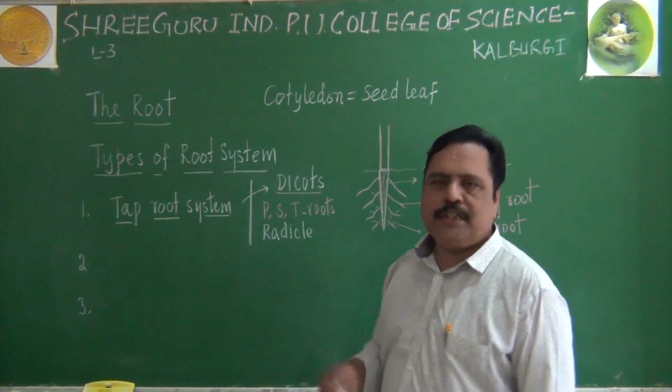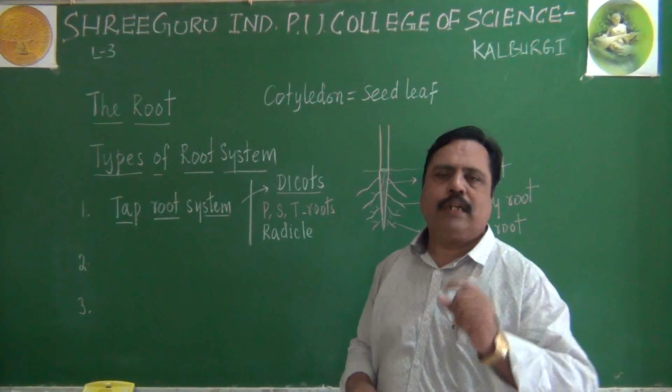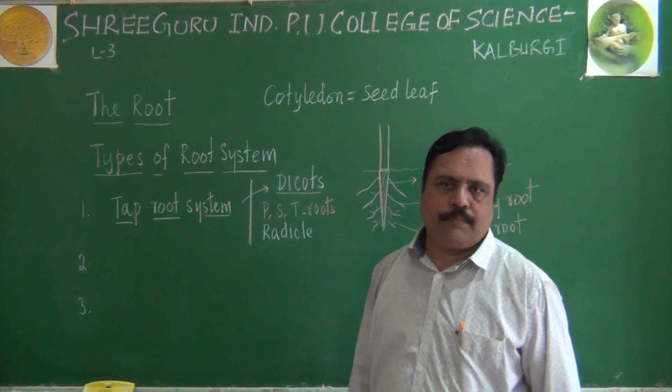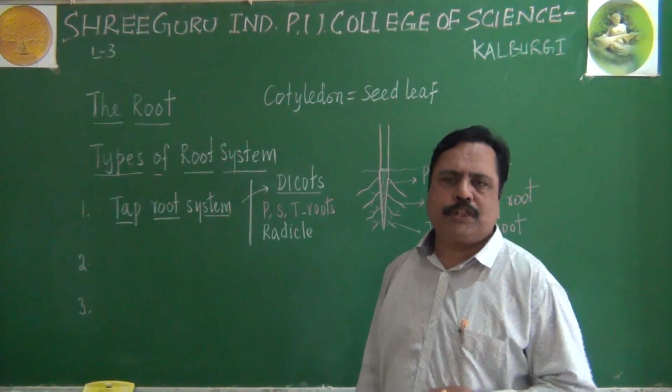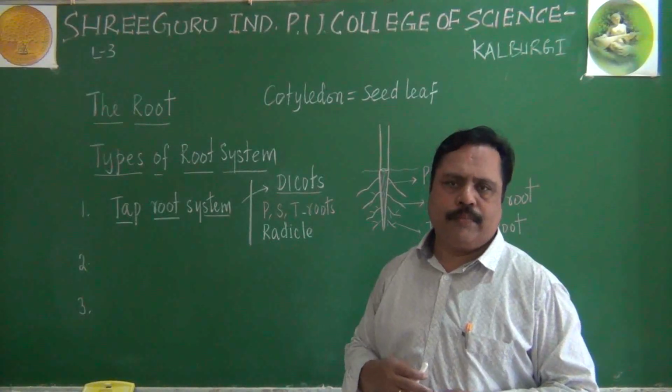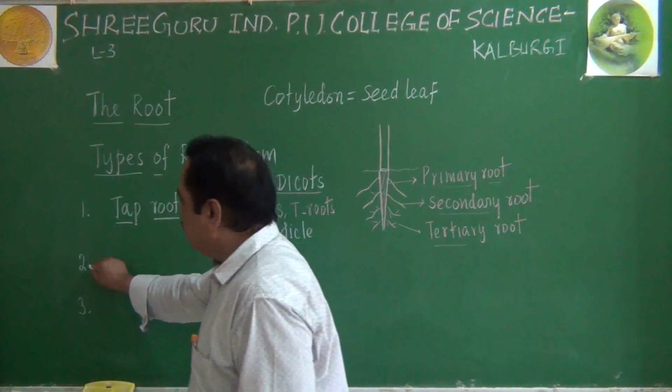Where will it originate from? It will originate from the radicle mainly. So this is regarding taproot system. Do you get this point? In a 2-mark question, it can be asked: write a note on taproot system. Okay, let us come to the second point.